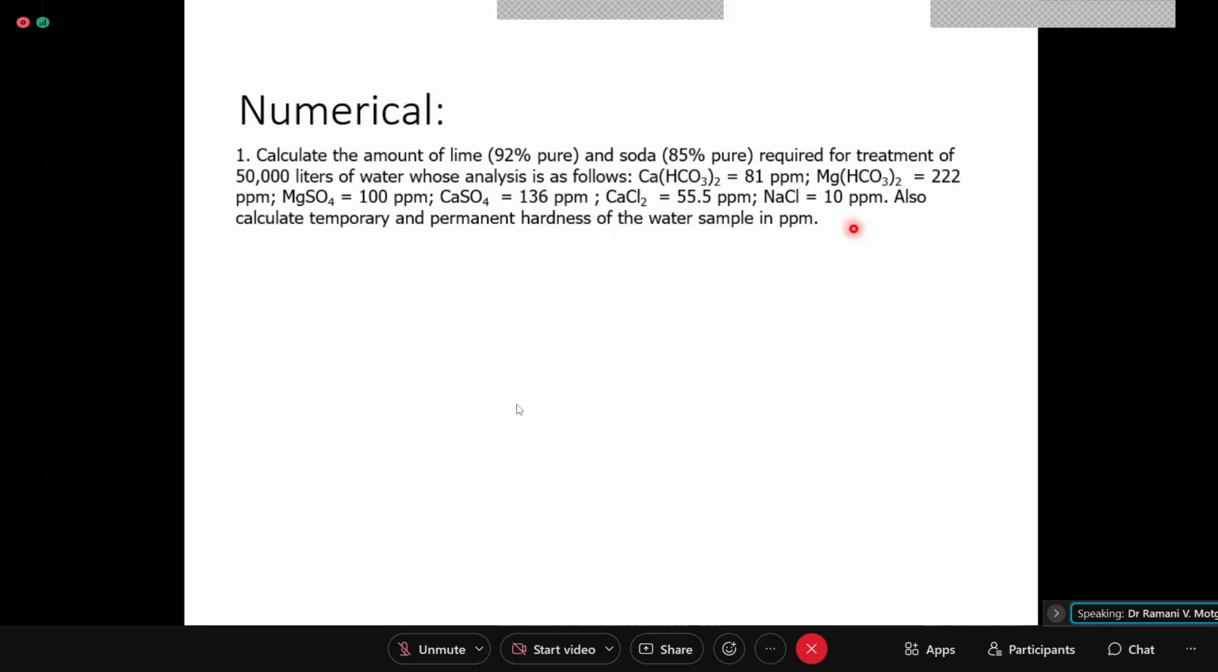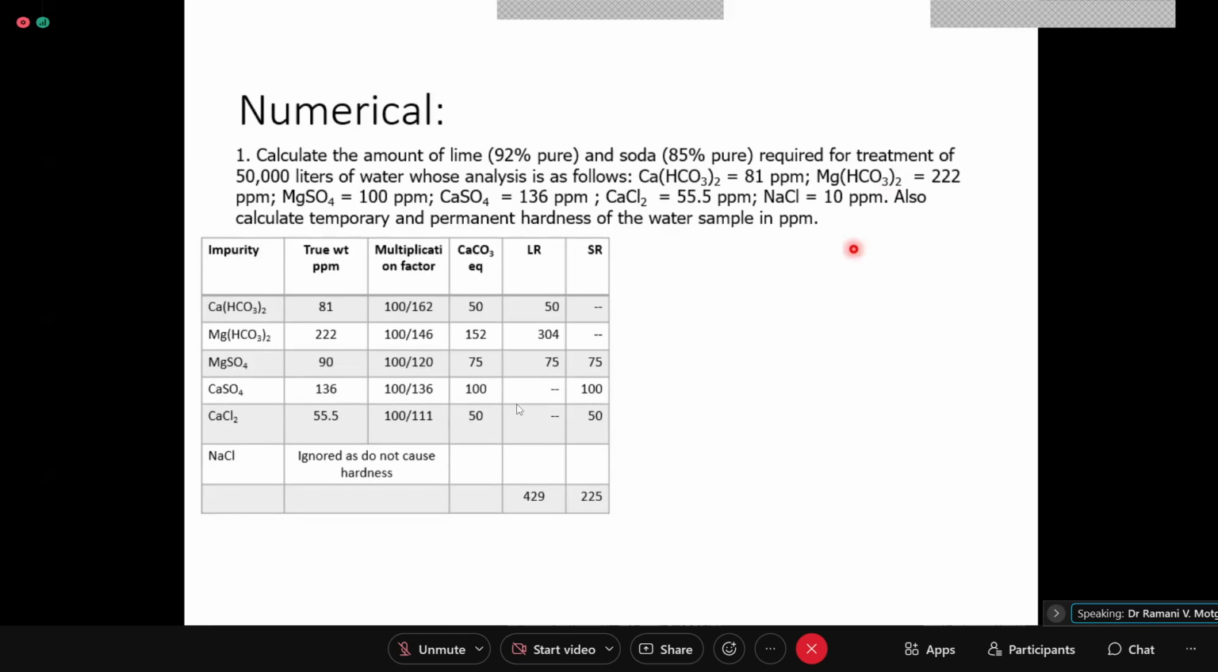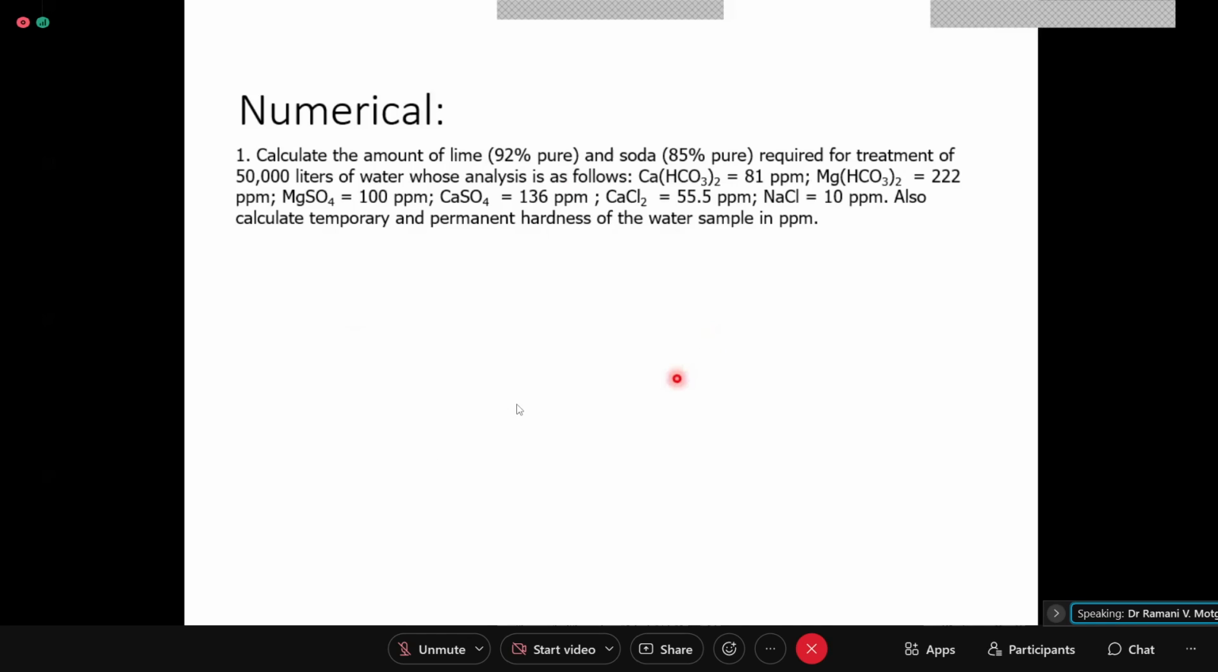Now, what it is saying is that you have to calculate how much lime and soda will be required to treat 50,000 liters of water which has this analysis. The analysis we will write in tabular fashion. So make a table below this. First of all, go for writing this numerical. Everyone should write this numerical. I'll give you 2 minutes to write this.